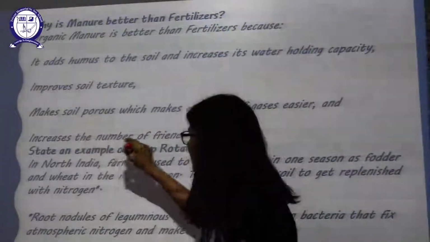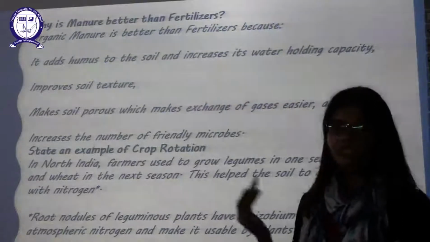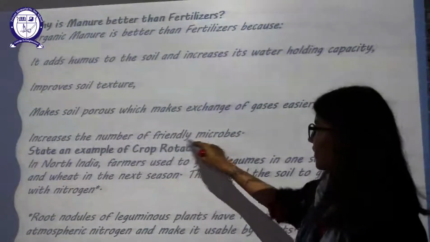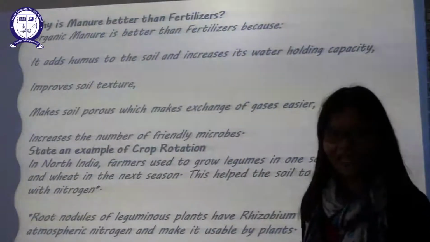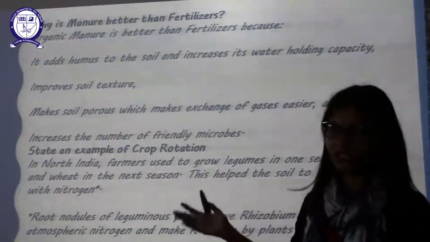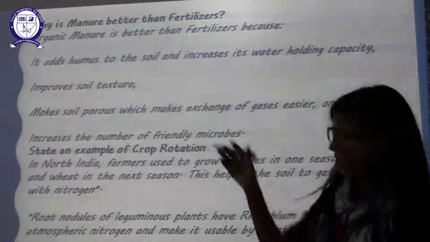Now, it increases the number of friendly microbes like earthworms. It is well understood that if you add the fertilizer, the friendly microbes will die because of the chemical, but they like the manure because it is natural. That's why they will increase in number if you add that natural manure.